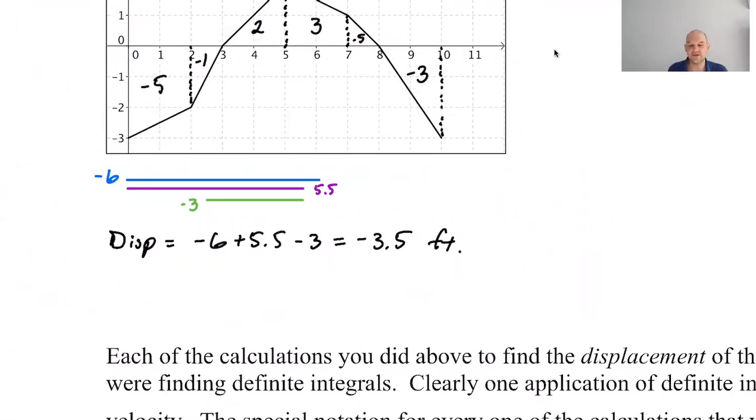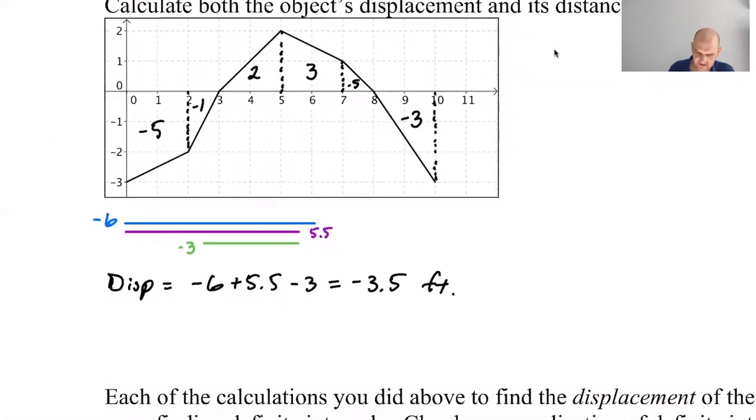If I had started at 0, gone 6 to the left, that puts me at negative 6. Go 5.5 to the right, that puts me at negative 0.5. Go 3 to the left, that puts me at negative 3.5. I started at 0, I end at negative 3.5. I'm 3.5 to the left of where I started. Easy. For some reason, I started at 6. Poor choice. Now, distance traveled is kind of a different ballgame.